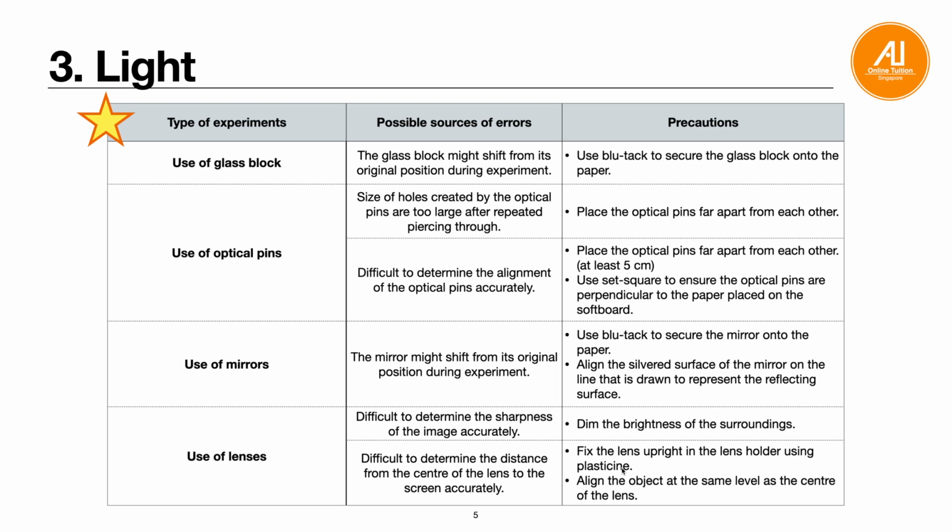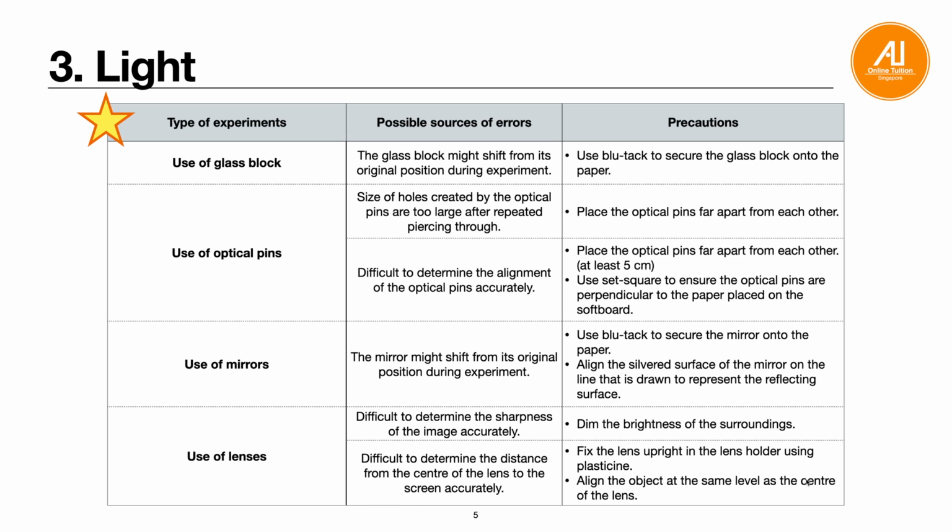Make sure it's vertically upright, and then also try to align the object at the same level as the center of the lens. Sometimes the object that gives out light might be a bit higher than the lens. Then you won't get the image on the screen. So try to lower your object until it's the same level as the center of the lens.